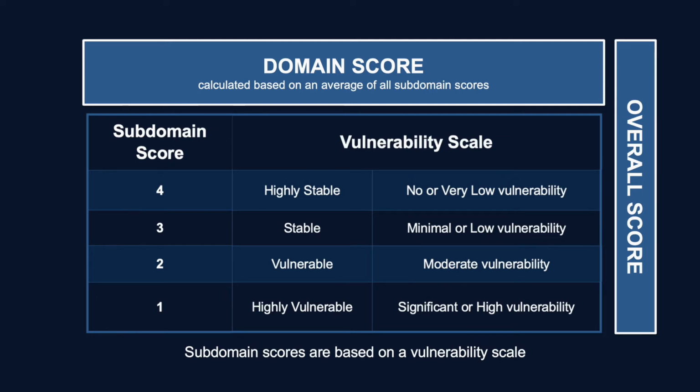To summarize, subdomain scoring: each subdomain is scored by the assessor using professional judgment on a vulnerability scale of 1 to 4, with 1 as the highest level of vulnerability and 4 as the lowest level of vulnerability. Domain scoring: each domain is calculated by averaging the subdomain scores. A domain score of 3 or above is considered stable, reflecting that a survivor has the skills and or resources to be at low vulnerability to re-victimization.